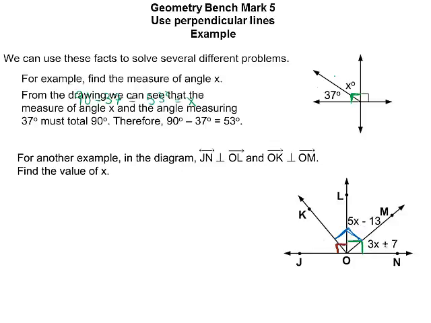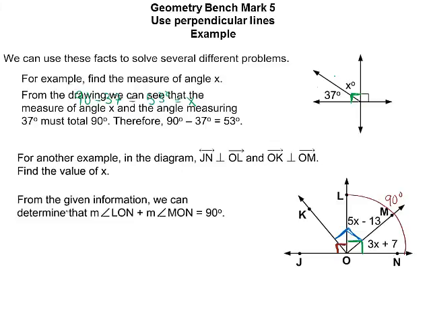Well, we're finding the values of x. These 2 angles together make 90 degrees. So this plus this equals 90. So we're going to have to put those together.